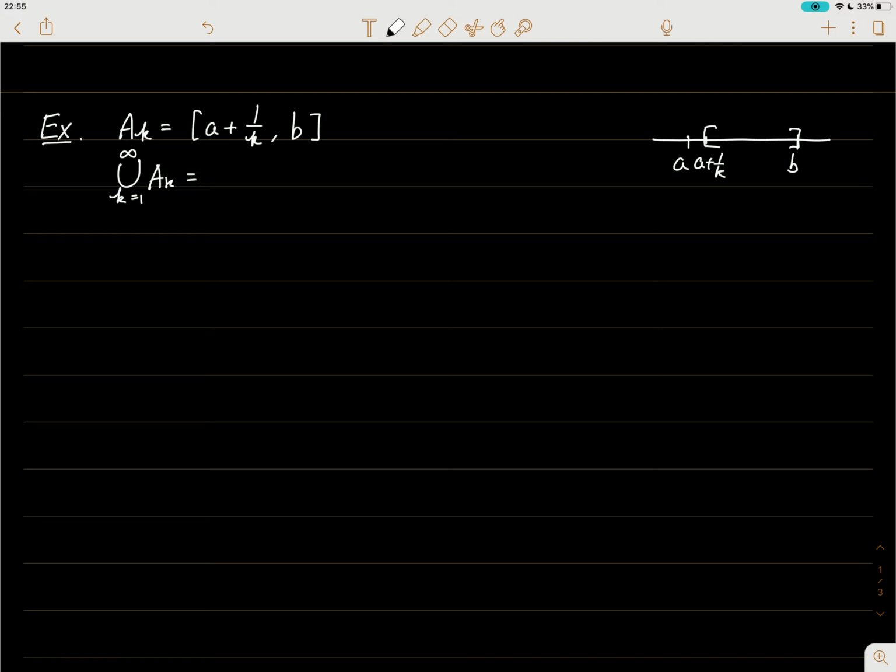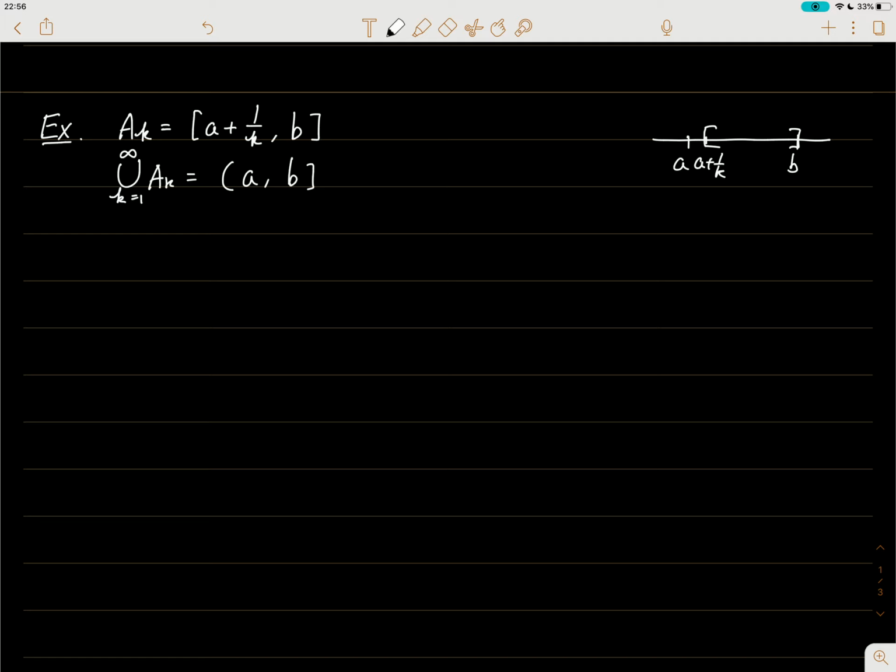So you can see that if k gets larger and larger, the 1 over k gets smaller and smaller, and eventually A plus 1 over k will get closer and closer to A. So this is actually equal to this. The reason is that first of all, A is not included, because you can see that A itself is not included in any of those A_k.